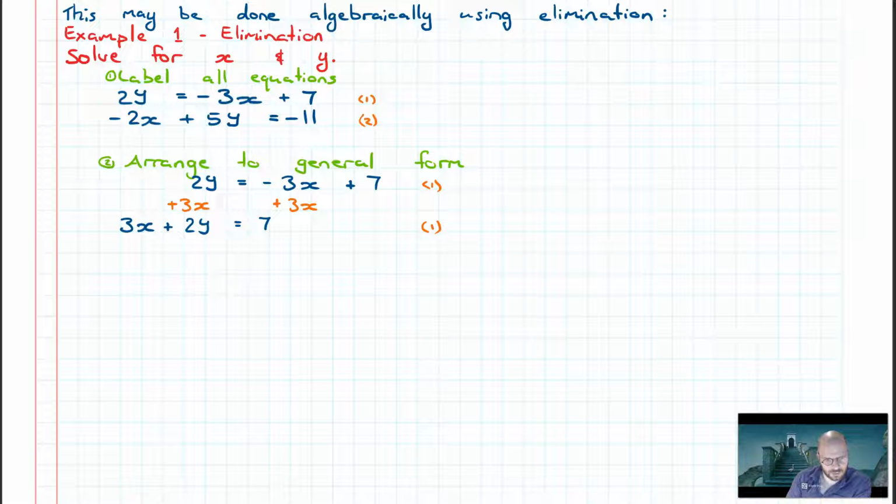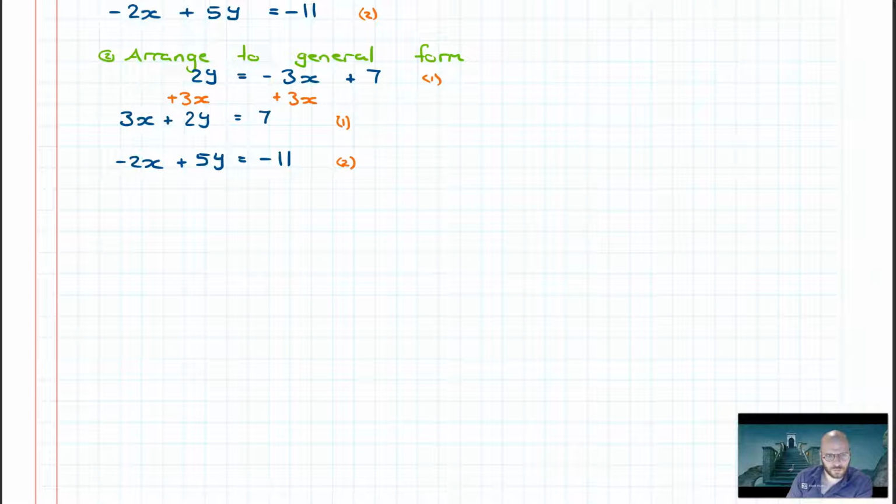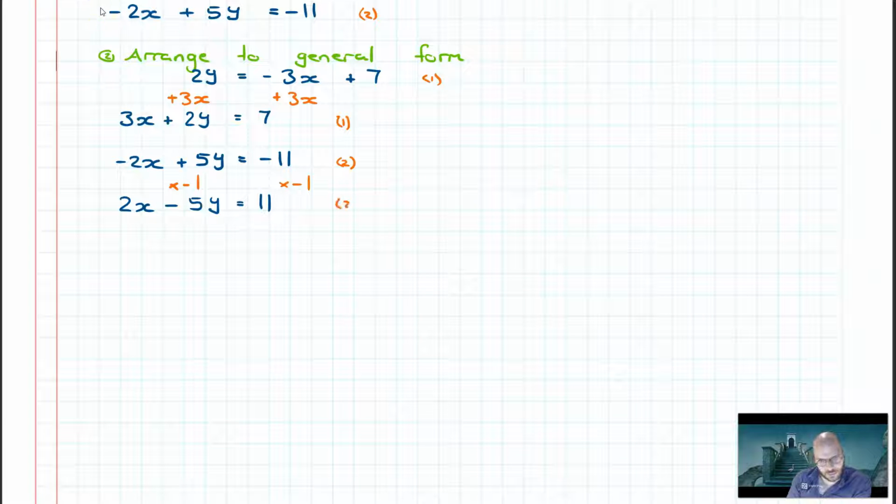Alright, now dealing with equation 2, I have minus 2x plus 5y equals negative 11. For general form, I can't have negatives for an x coefficient, so what I need to do is either divide both sides of the equation by negative 1 or simply multiply it by negative 1. This will reverse the polarity of the coefficients. So my negatives become positive and my positives become negative. Thus I end up with the equation 2x minus 5y equals 11. So this is step 2.